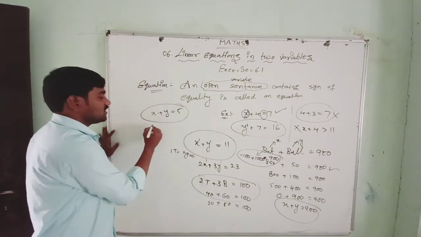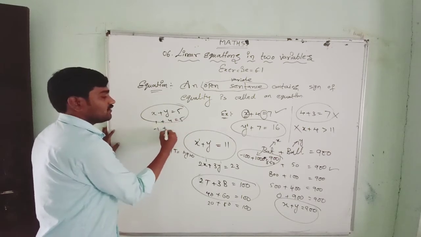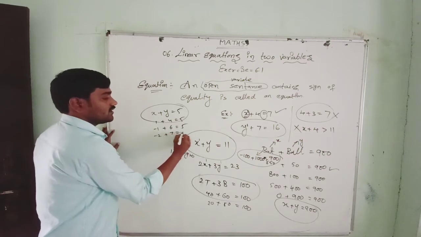Infinitely many solutions. For example, x equal to 1, y equal to 4, the sum is 5. x equal to minus 1, y equal to 6, the sum is 5. x equal to minus 2, y equal to 7, it is also 5.